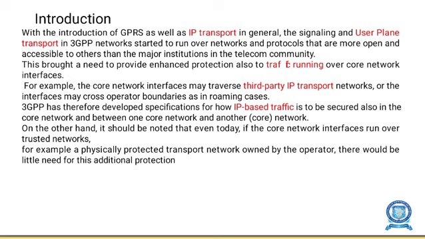With the introduction of GPRS, IP was used in general, and the signaling and user plane in 3GPP started running over the IP network protocol. This brought the need to provide enhanced protection of traffic running over the core network. For example, a core network interface may traverse a third-party IP transport network, or an interface may cross operator boundaries in roaming cases. 3GPP therefore developed specifications on how IP-based traffic is to be secured.